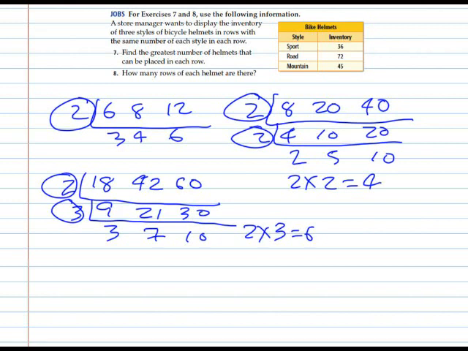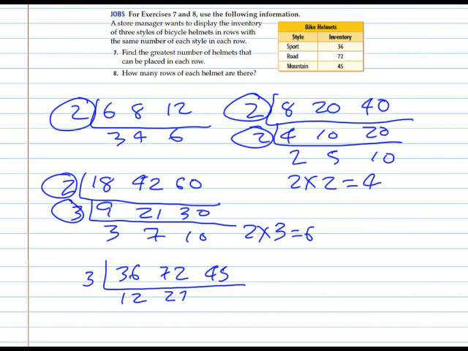In my chart problem, it says, for exercises 7 and 8, use the following information. A store manager wants to display the inventory of 3 styles of bicycle helmets in rows with the same number of each style in each row. Find the greatest number of helmets that can be placed in each row. Well, again, long way of asking for the greatest common factor of these 3 numbers. So I would find that out.